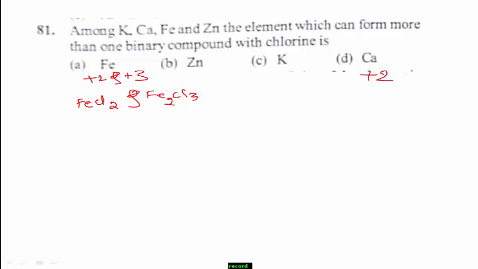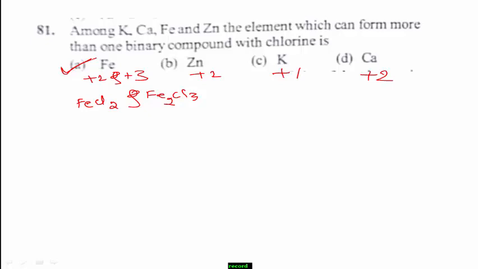But calcium shows only plus 2 oxidation state, K shows plus 1 oxidation state, and zinc shows plus 2 oxidation state. And chlorine exists only in minus 1 oxidation state. Therefore, the right answer for the given question is option A, Fe. Remember, students, among the given options, only iron shows variable oxidation state, so it can form two types of chlorides.